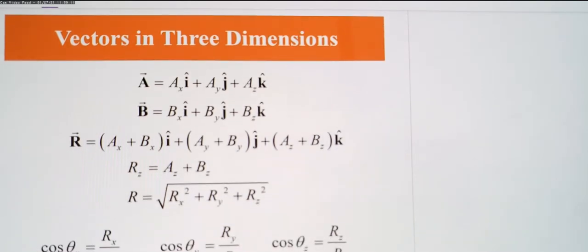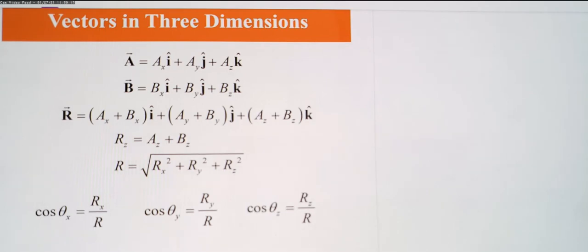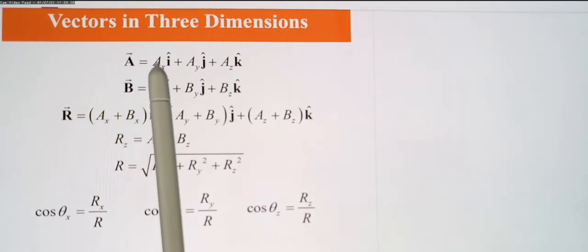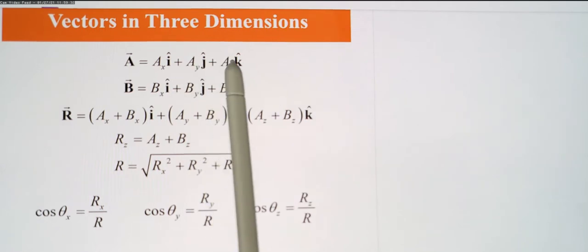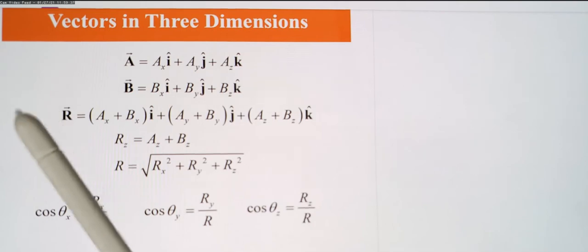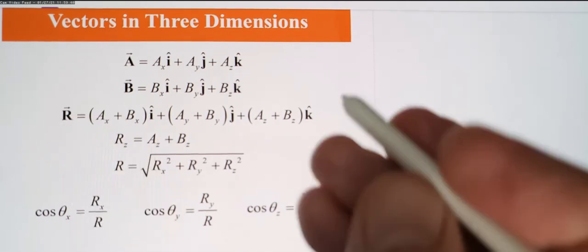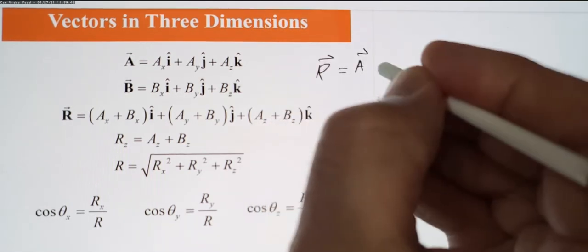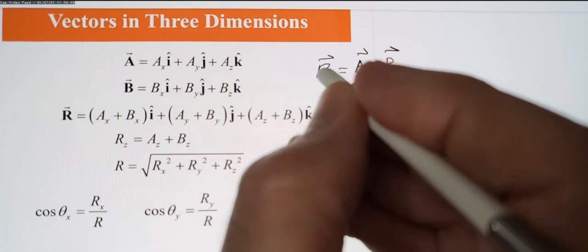And now we need to generalize, because all the work we did in 2 dimensions, now we need to generalize to 3 dimensions. Suppose that we have a vector A, in 3 dimensions it has 3 components, and a vector B, it has 3 components. Now what is R? R is A plus B. How to calculate R?